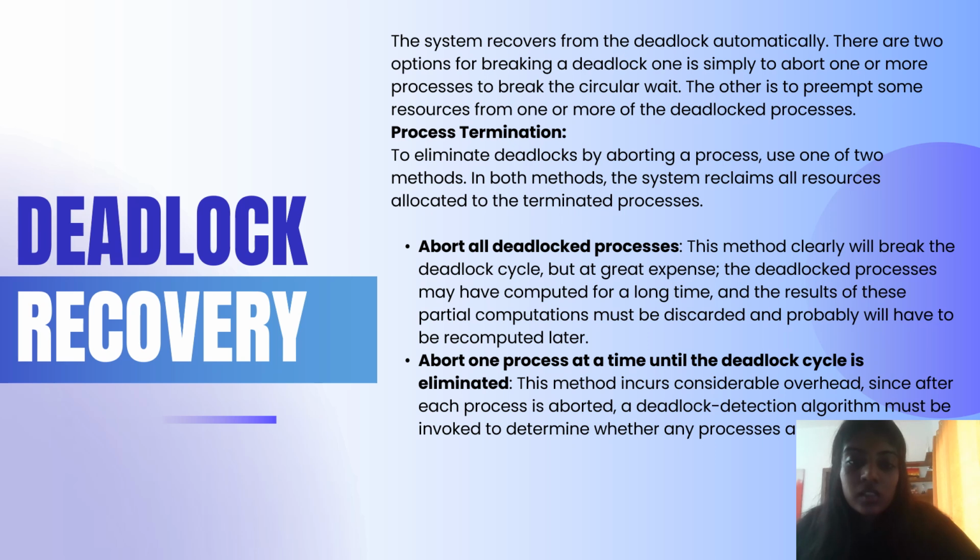The second one is to abort one process at a time until the deadlock cycle is eliminated. This method incurs considerable overhead since after each process is aborted, a deadlock detection algorithm must be invoked to determine whether any process is still deadlocked, that is, allocated any resources or not.